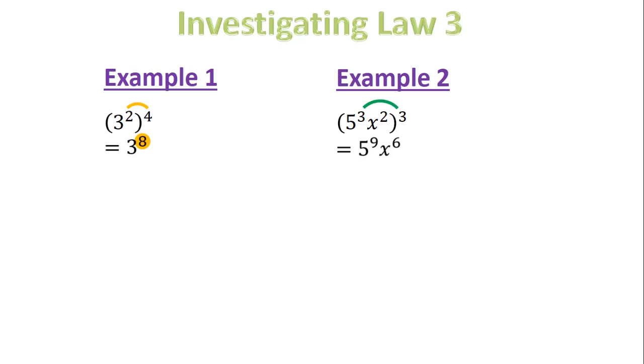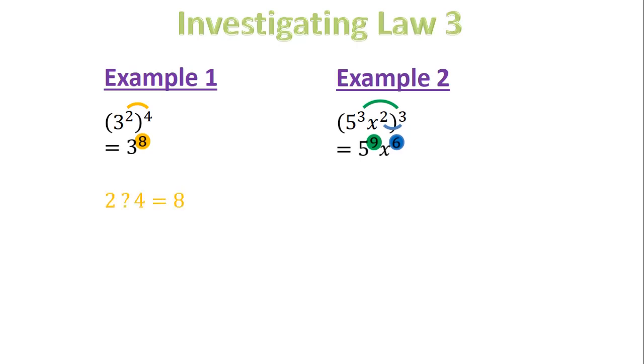If I look at example 2 and I look at my exponents for my 5 and my answer and my exponents for the x and my answer exponent for the x, can you see a pattern? If you can, brilliant. If you can't see it yet, here's another hint.